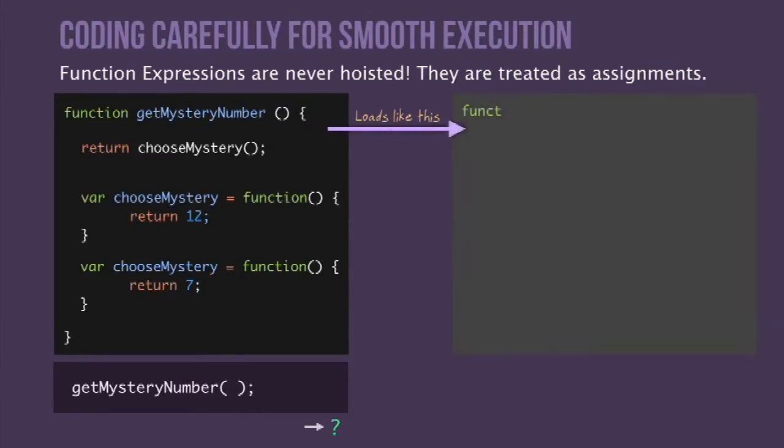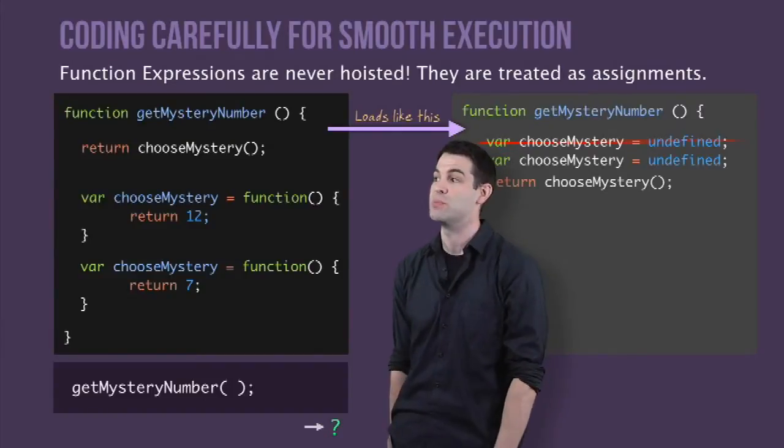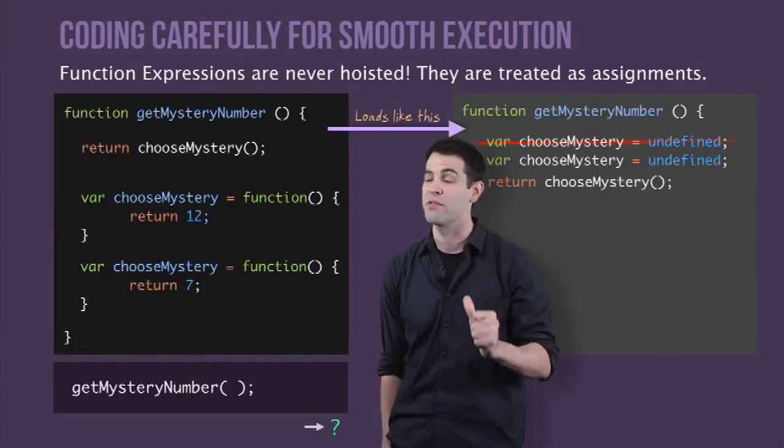Let's take a look. So the first thing that happens is the first variable that's ever declared, which is the first choose mystery you see on the left, gets hoisted to the top and it's assigned an undefined value. Same thing happens for the second choose mystery variable, and the first one is gone. It's completely overwritten. Then we tackle the return choose mystery statement, because that's the first executable code in our function.